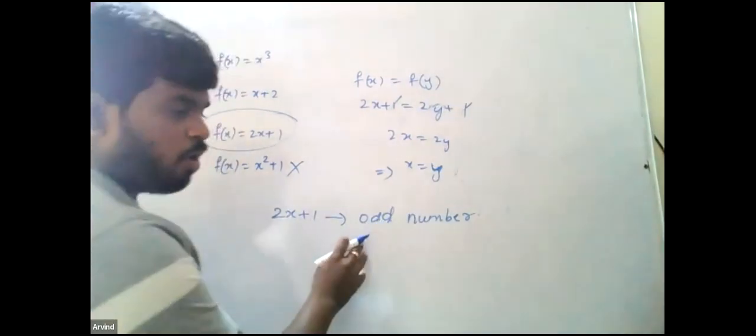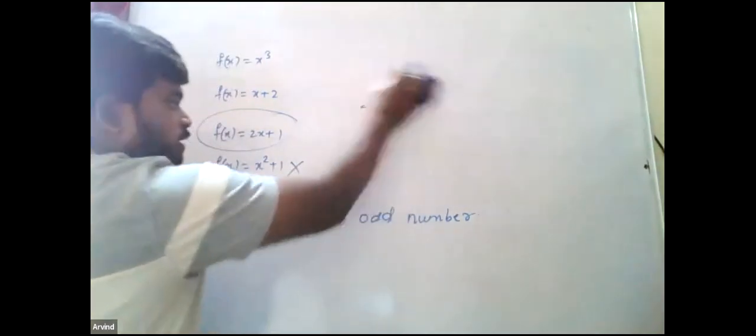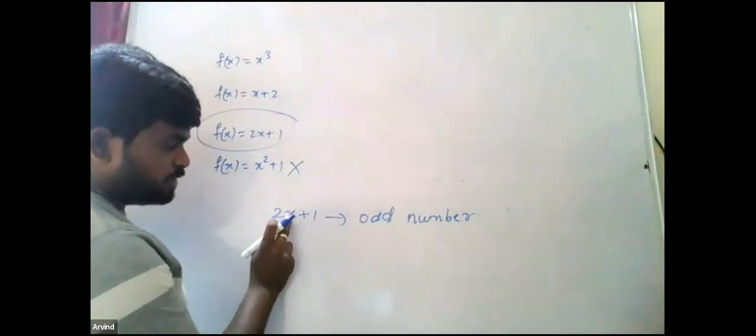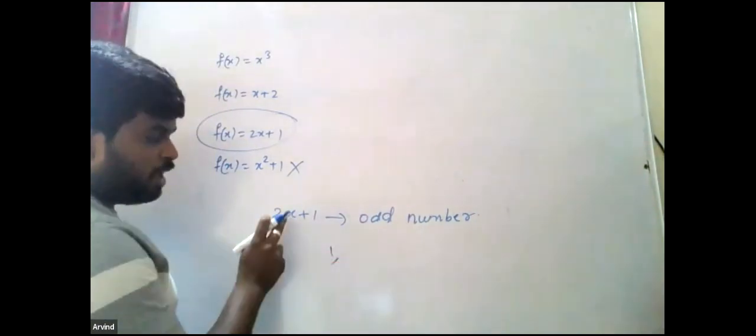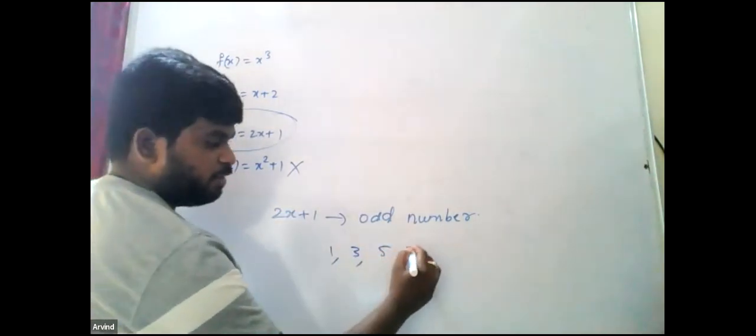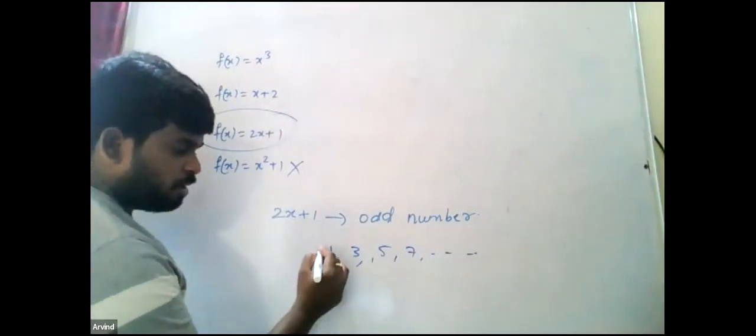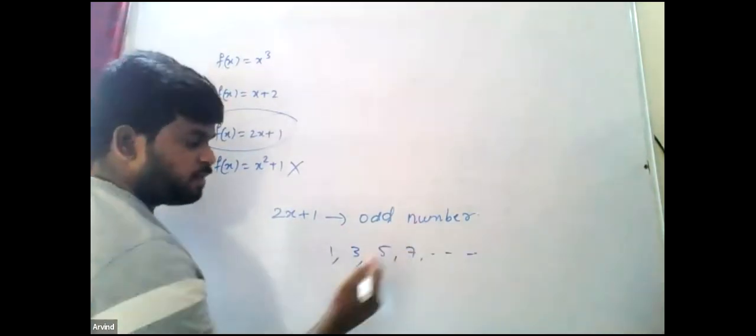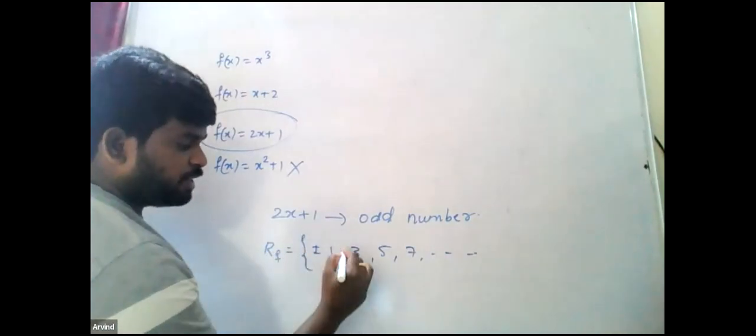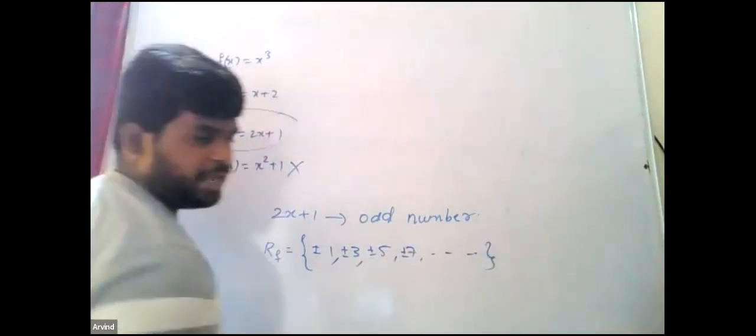Now coming to onto, as I said, 2x plus 1 represents an odd number. How does it come? Suppose you give x as 0, you get 1; x as 1 gives 3; 2 gives 5; so 1, 3, 5, 7 and so on. If you give negative values, you get minus 1, minus 3, minus 5, minus 7. So your range of the function is plus or minus 1, plus or minus 3, plus or minus 5, plus or minus 7.